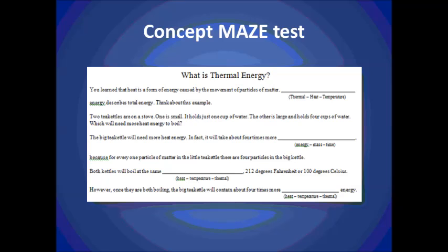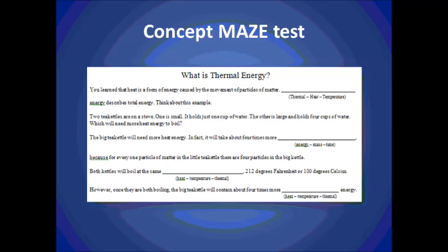A concept maze was new to me as a high school teacher, but is very commonly used in primary grade levels. In this passage, what is simply taken is a passage from a piece of text, and then the terms are taken out and two alternatives are offered for each blank. For example, in this case, thermal, heat, and temperature in the very first blank. The student would then have to select one of those three words that most appropriately fits into the passage.